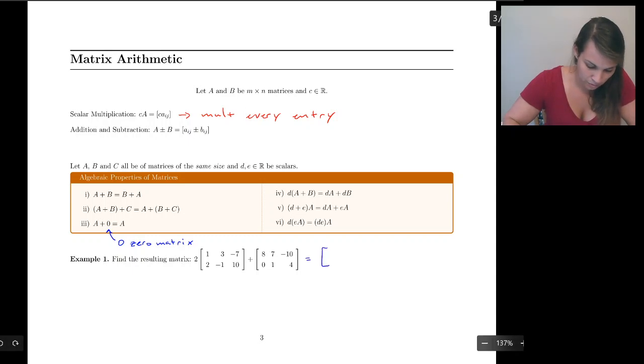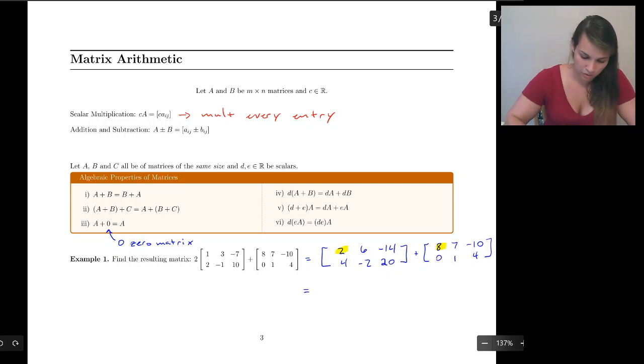First thing we want to do, let's distribute that 2. So 2, 4, 6, negative 2, negative 14, 20, not 10, plus 8, 0, 7, 1, negative 10, 4. And then when we add these up, like these two guys, those guys go first. So the result there is going to be 10.